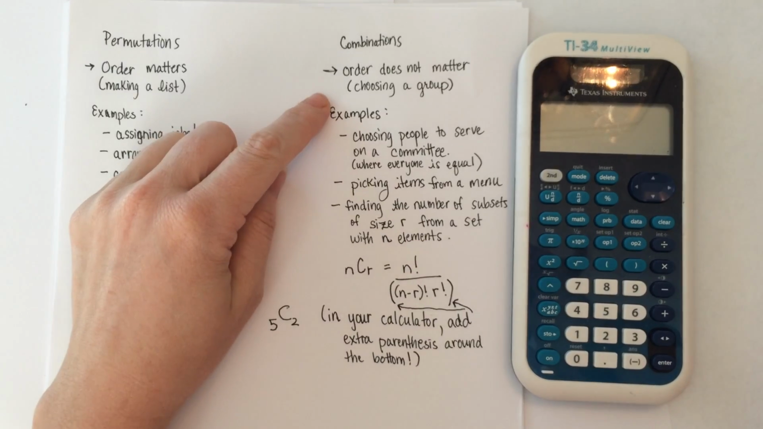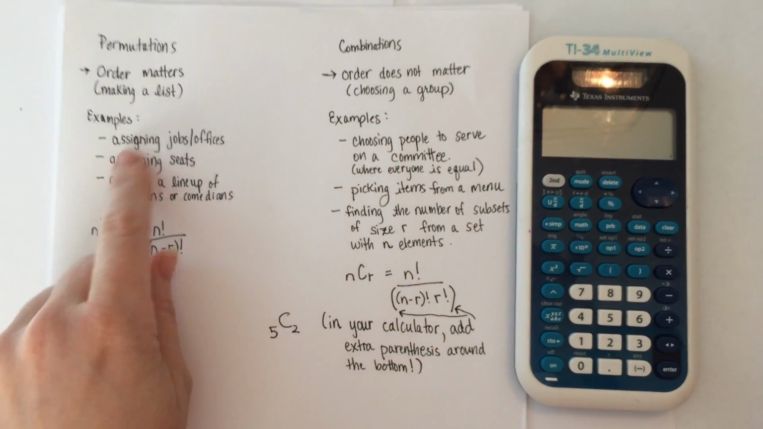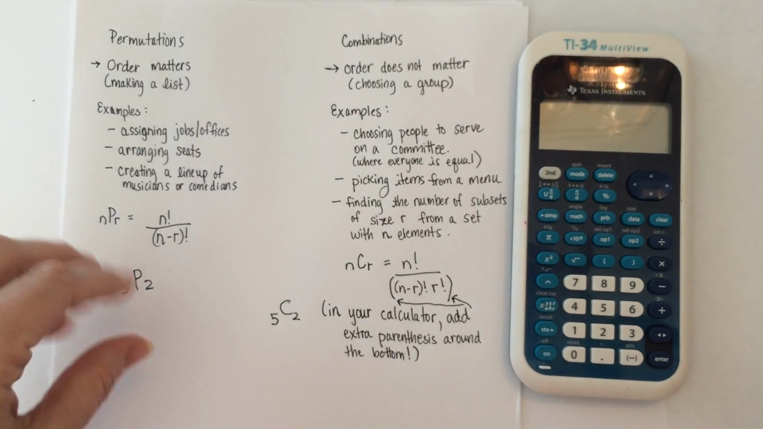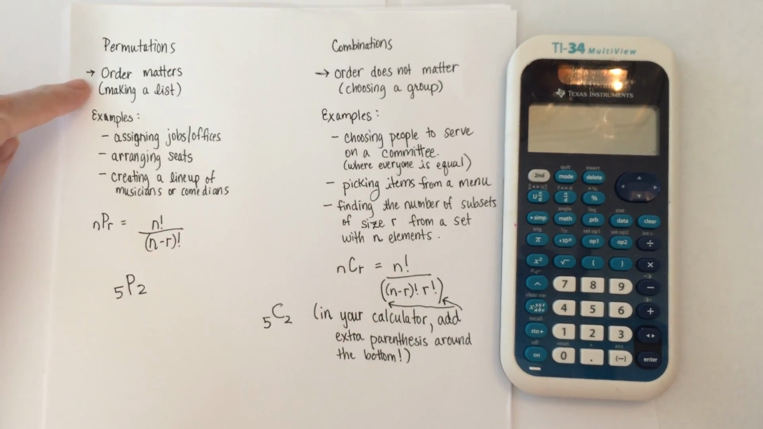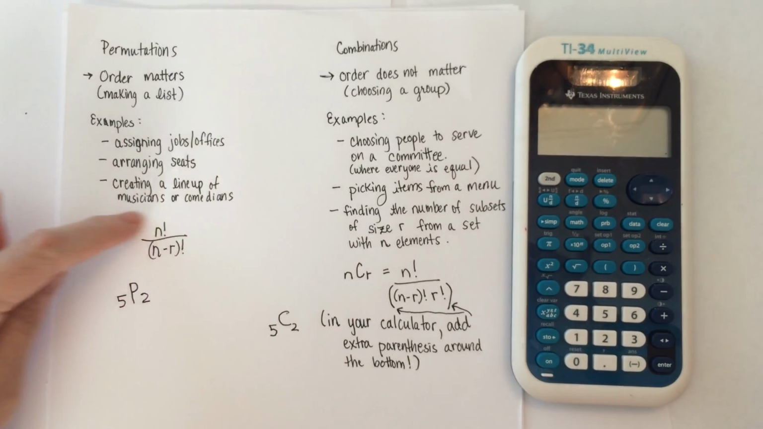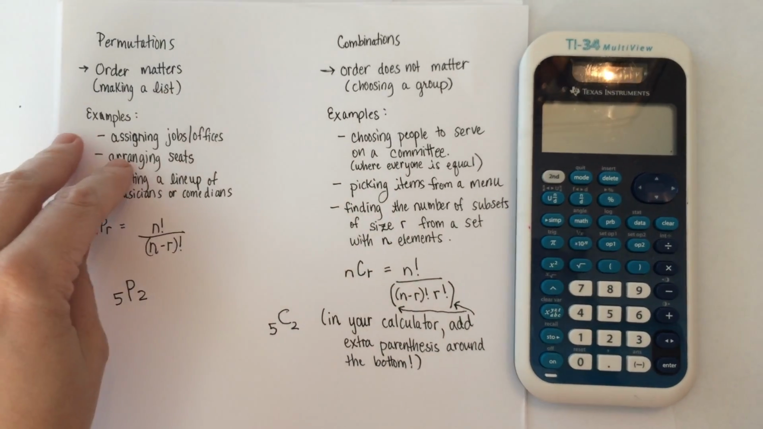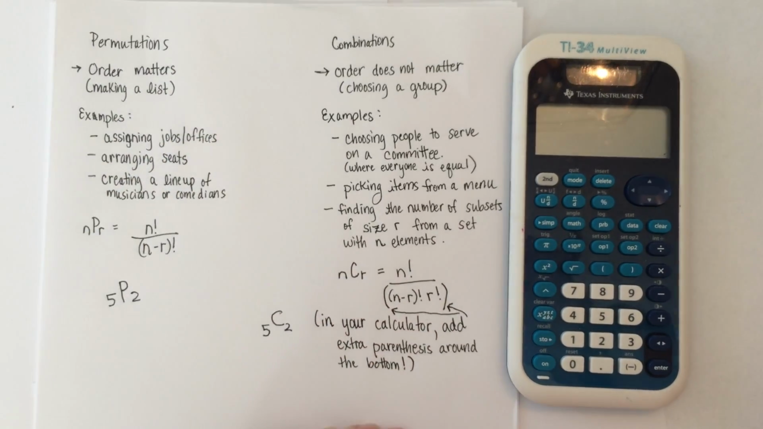For combinations, so back to permutations for 1 second. Making a list is one way to think about it. Like if you're listing off the person who will go first, the person who will go second, or listing Lisa will be president, George will be vice president, etc.